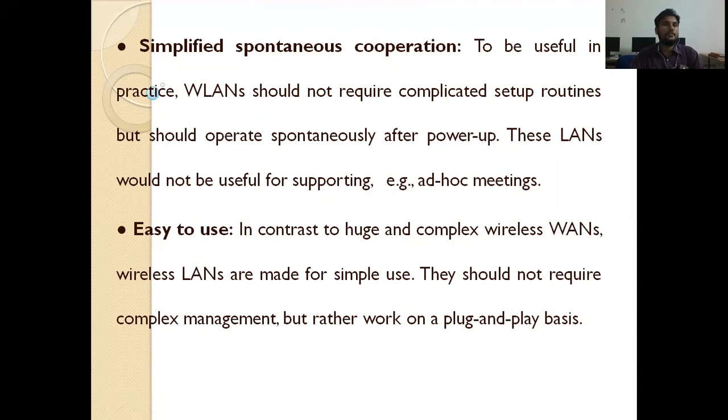And simplified spontaneous cooperation. To be useful in practice, a wireless LAN should not require a complicated setup routine, but should operate spontaneously after power off. Once power is off, it's not working. Automatically, when power is on, it connects directly. Otherwise these LANs would not be useful for supporting, for example, ad hoc meetings. So that is one of the disadvantages. And easy to use: in contrast to huge and complex wired LANs, wireless LANs are made for simple use. They should not require complex management, but rather work on a plug and play basis. So everyone is using this.